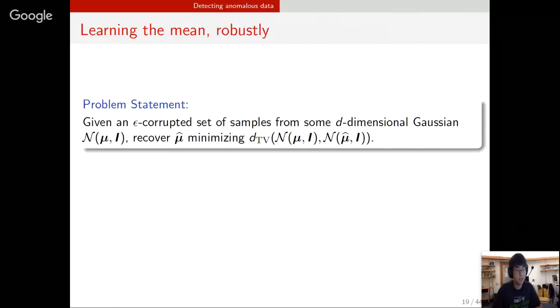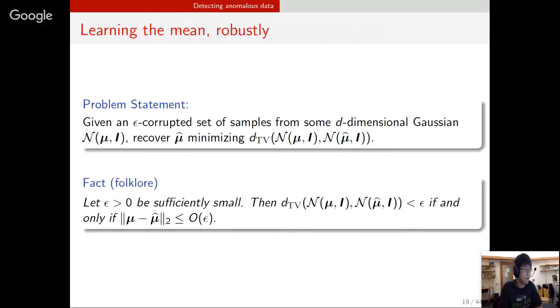Okay, and I said before that we want to learn mu in L2 norm, sorry. And this can be made formal using the following fact. Let epsilon greater than 0 be sufficiently small. Then the TV distance between two Gaussians with mean mu and mean mu hat and covariance matrix, both the identity, is at most epsilon if and only if the 2 norm of mu minus mu hat is less than O of epsilon. Okay, this is not too hard to prove. You can either do this explicitly or go through some Pinsker's inequality kind of thing. So really, this problem is equivalent to learning the mean in 2 norm.